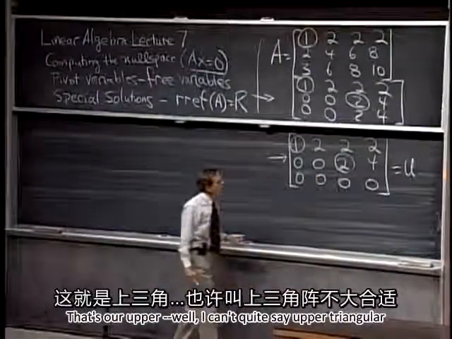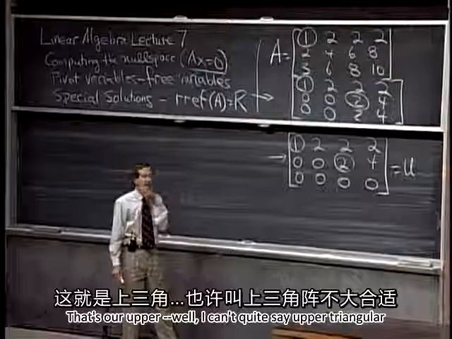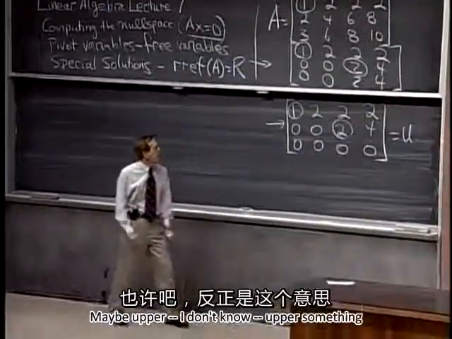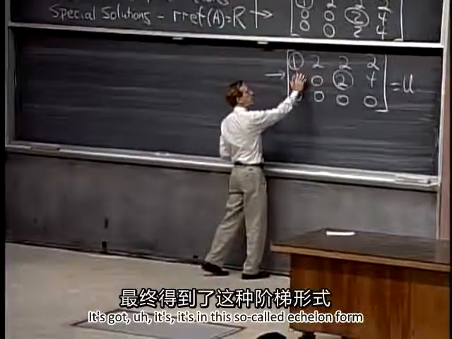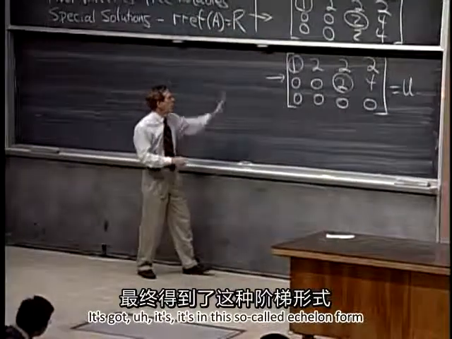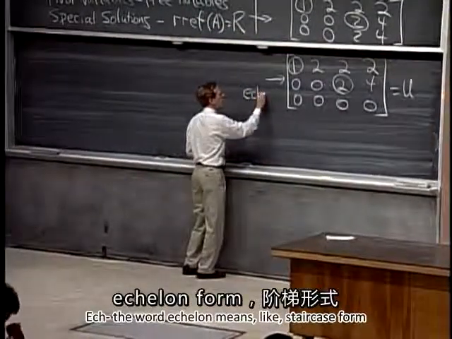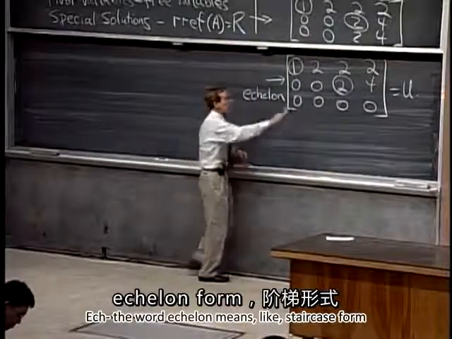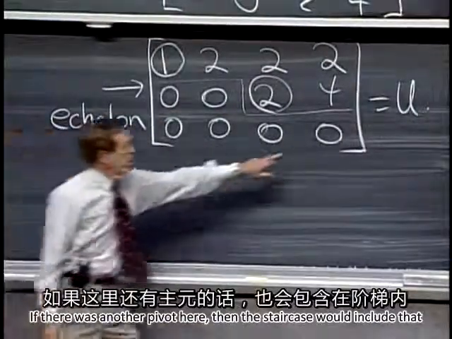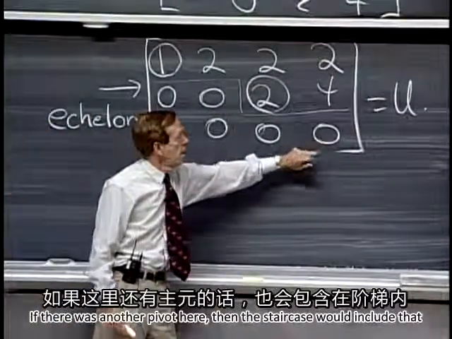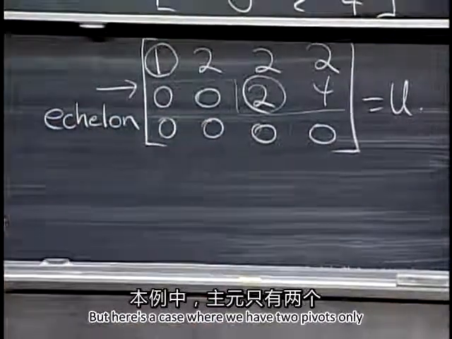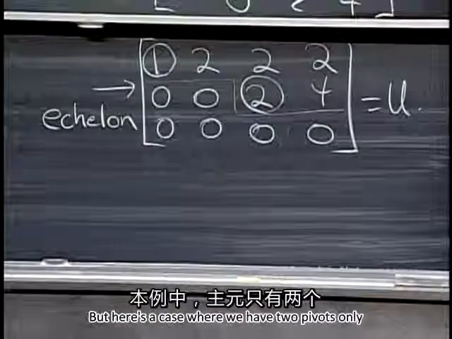That's our upper, well, I can't quite say upper triangular, maybe upper, I don't know, upper something. It's in this so-called echelon form. The word echelon means like staircase form. The non-zeros come in that staircase form. If there was another pivot here, then the staircase would include that. But here's a case where we have two pivots only.